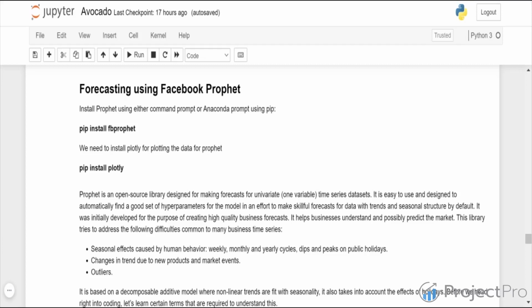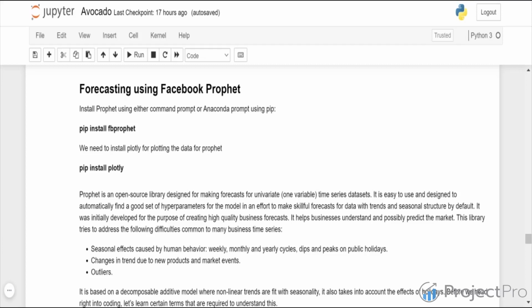So Prophet is basically an open source library which is designed for making forecasts for univariate time series datasets. Univariate means just one variable. It's easy to use and it was designed to automatically find a good set of hyperparameters for the model in an effort to make skillful forecasts for data with trends and seasonal structure by default. It was initially developed for the purpose of creating high quality business forecasts. It helps businesses understand and possibly predict the market.